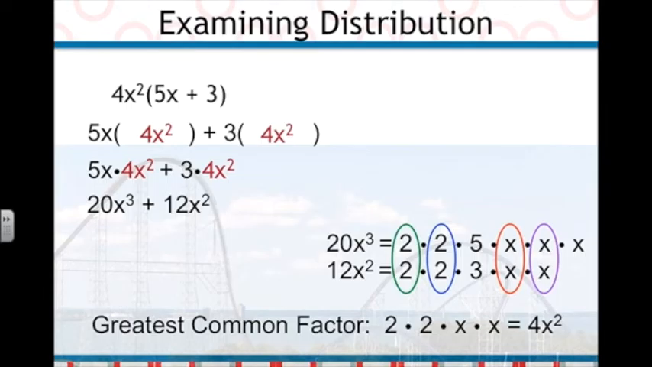Another thing to notice is what was left of the terms after we took out the common factors. 5x and 3, which were the two terms in the original set of parentheses. 5x plus 3.